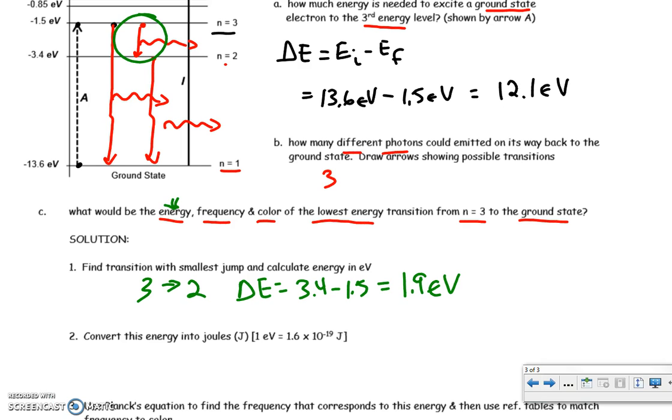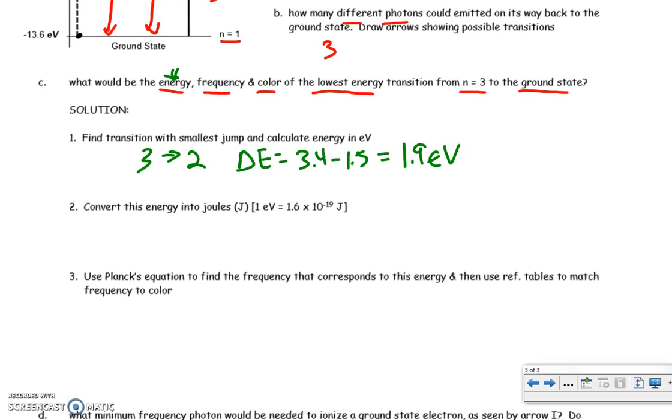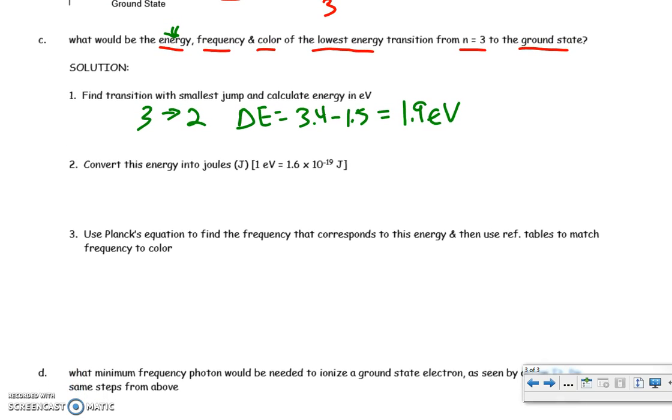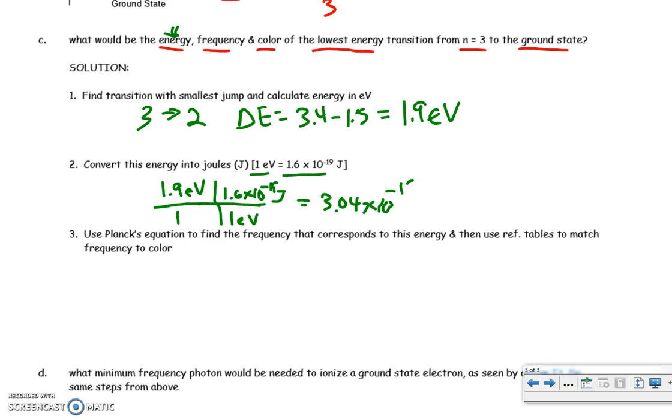Now we want to find a frequency that corresponds to that. Before we do that, we have to convert electron volts to joules. And don't forget that our conversion factor is there. So I take the thing I'm trying to convert, 1.9 eV over 1, and here is my conversion factor. I want 1 eV on the bottom, 1.6 times 10 to the negative 19th joules on top. Now I multiply those, and I believe I get 3.04 times 10 to the negative 19th joules. So it's a very small amount of energy.